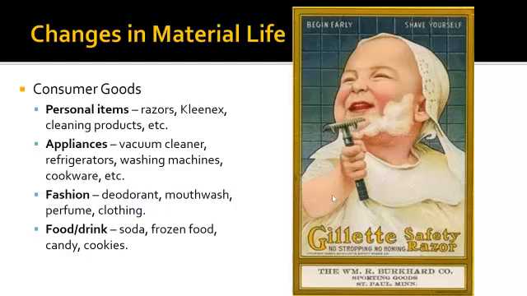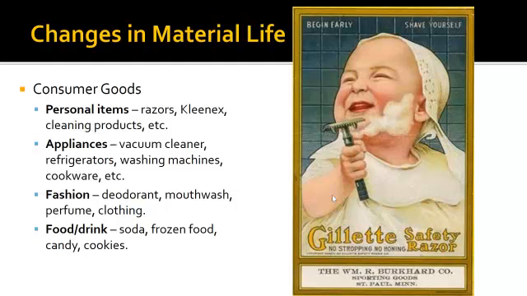And consumer goods are going to come to dominate the American economy. Personal items, such as razors, Kleenex, as well as chemicals to clean, become commonplace, as do vacuum cleaners, refrigerators, washing machines, and other home appliances. In terms of fashion, clothing is going to be mass-produced like never before, changing Americans' fashions. Also, the invention of deodorant, mouthwash, perfume, and the lowering of the prices make them everyday items.